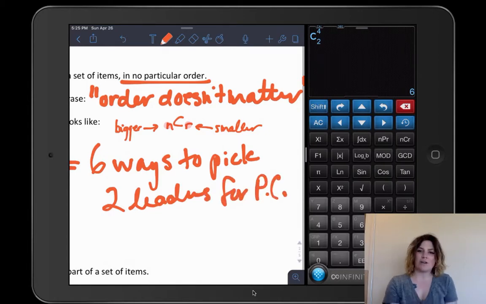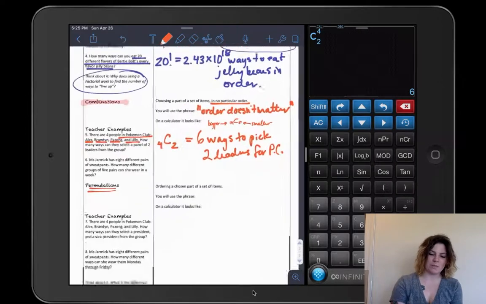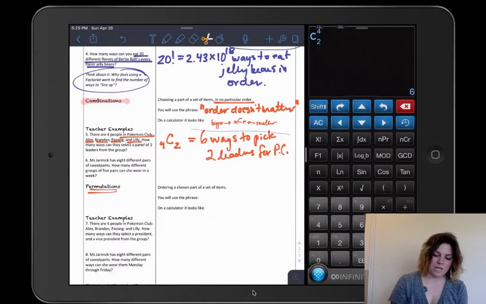You know how us mathematicians, we're lazy. We don't want to have to write any more than we have to.